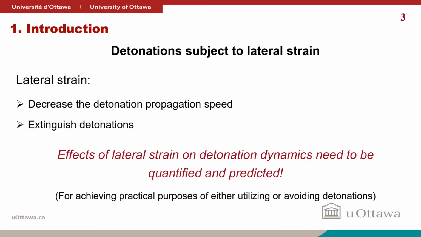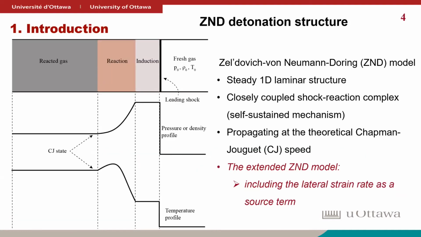Lateral strain is well known to decrease detonation propagation speeds and also impact the propagation limits by extinguishing detonations. Thus, to achieve the practical purposes of either utilizing or avoiding detonations, the effect of lateral strain on detonation dynamics needs to be quantified and predicted. The prediction of detonation dynamics at present mainly relies on the extended ZND model with lateral strain, which can be obtained by incorporating the lateral strain rates into the classical ZND model.